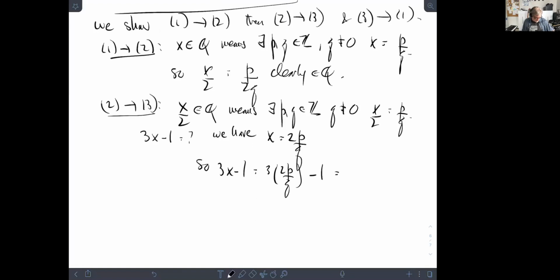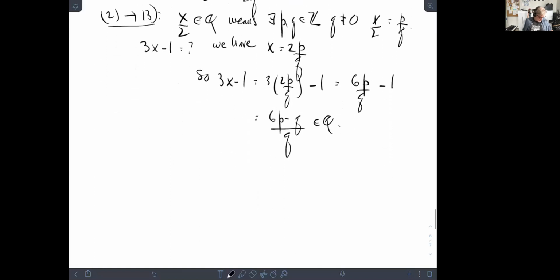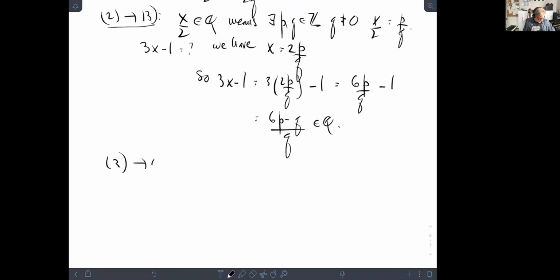So this will be 6p over q minus 1. And I take a common denominator. So this is (6p minus q) over q. And that's a rational, right? Because 6p minus q is an integer, q is an integer, which is not 0. Bingo. Okay.